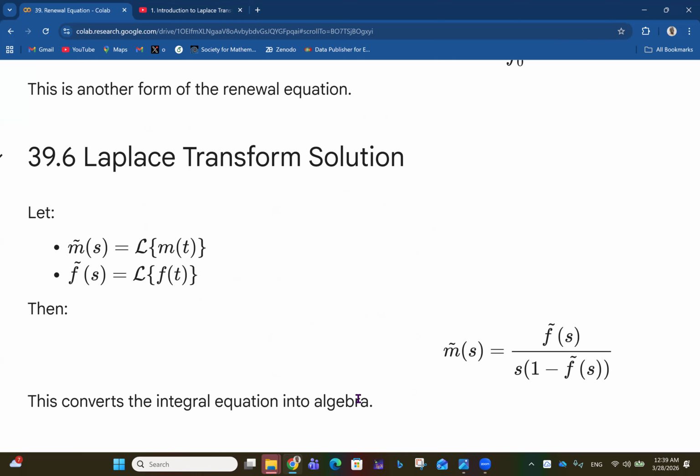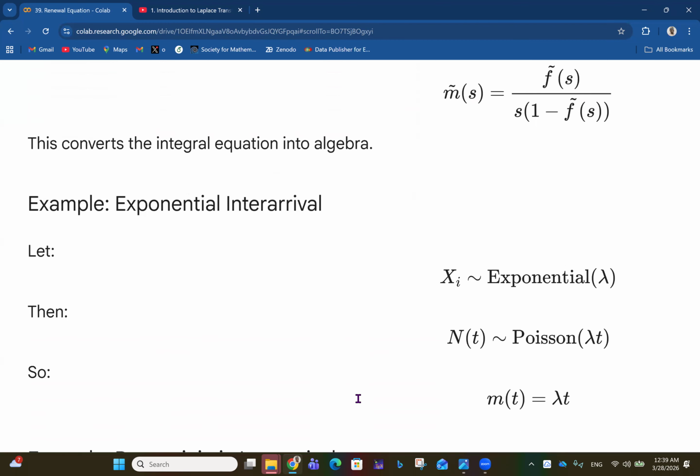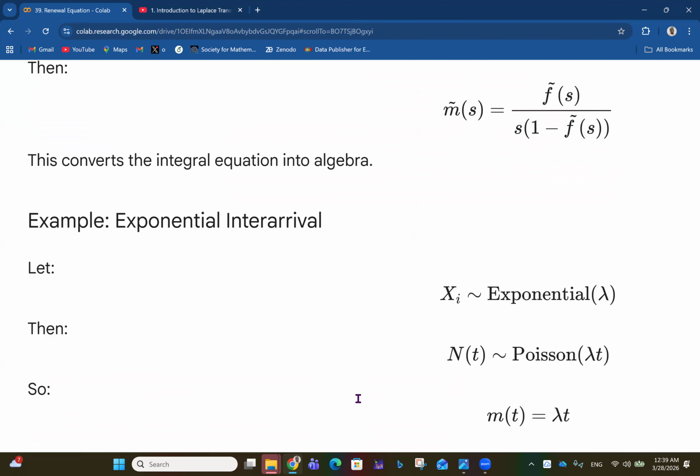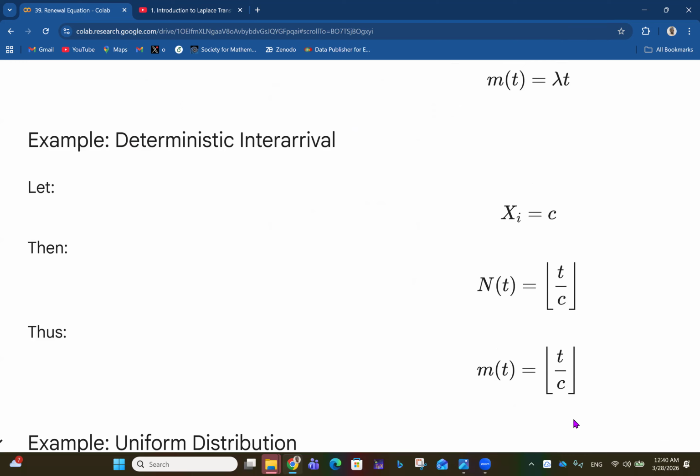So you get to convert an integral equation into an algebraic equation that can be easily solved, and then convert back to something corresponding to the original thing you had. So let xi be exponentially distributed with parameter lambda, and then n of t follows a Poisson distribution with parameter lambda t. For a Poisson process, we know that m of t is lambda t, and that's what we have for an exponential interarrival. So m of t is lambda t, and that clearly is Poisson.